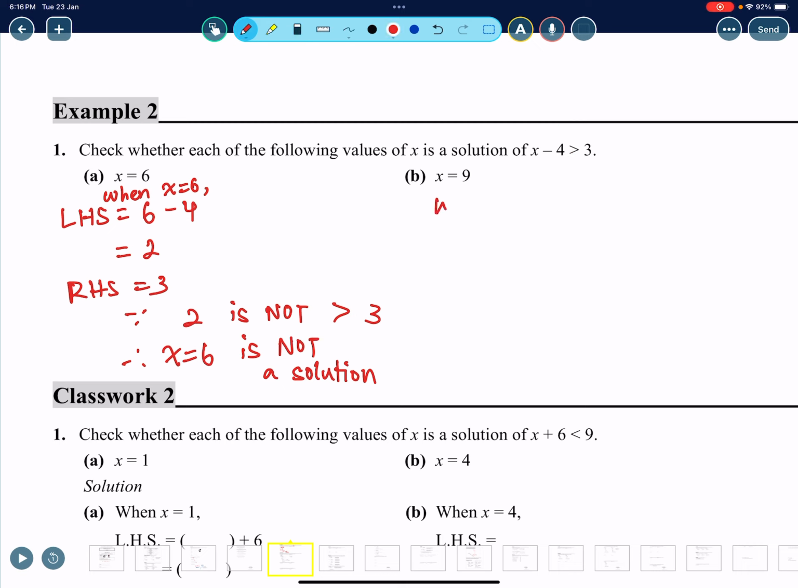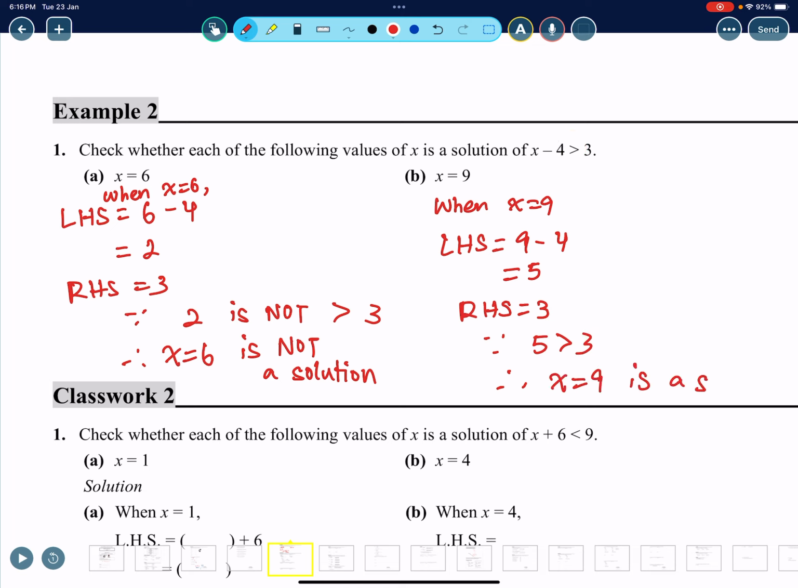Now if we have 9 here, when x equals 9, we have left hand side equals to 9 minus 4, which is 5. Right hand side equals to 3, right? So if 5 is greater than 3, therefore it matches. These two match, right? Therefore, x equals 9 is a solution.